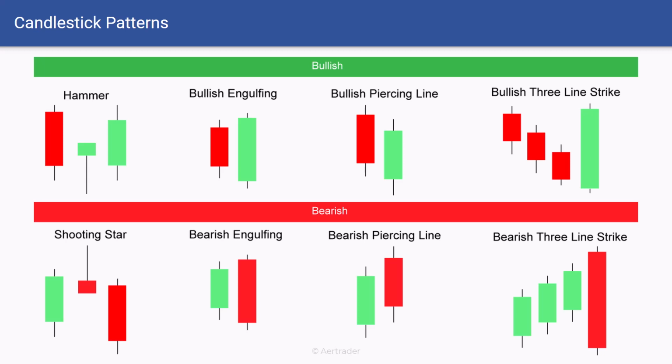The piercing line pattern suggests that the bulls are starting to gain control after a period of selling pressure. The opening price of the green candlestick below the previous close shows that there is still some bearish sentiment, but the price then rises significantly during the trading session and closes above the midpoint of the previous candlestick's body. This indicates that the bulls are starting to push prices higher, potentially signaling a trend reversal. Traders often view the bullish piercing line pattern as a strong bullish signal, and it can be used as a potential buy signal.